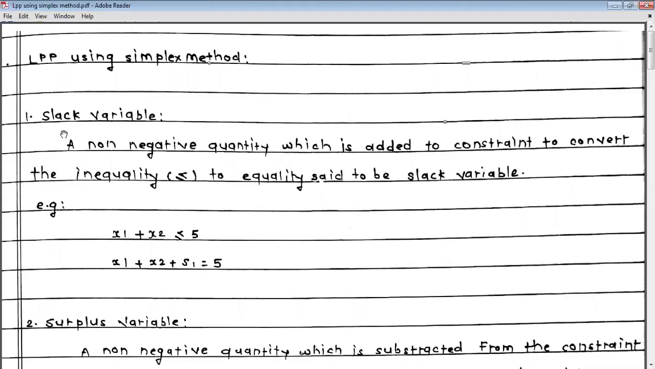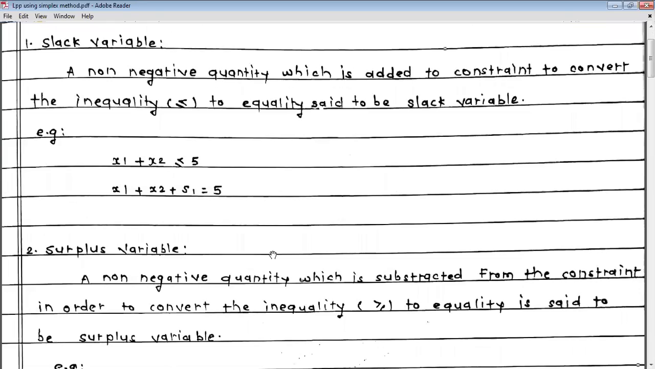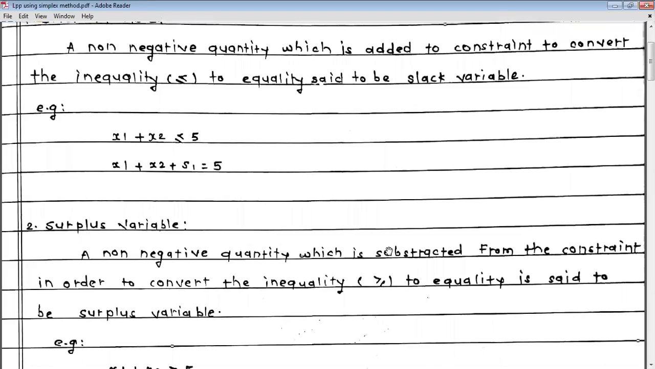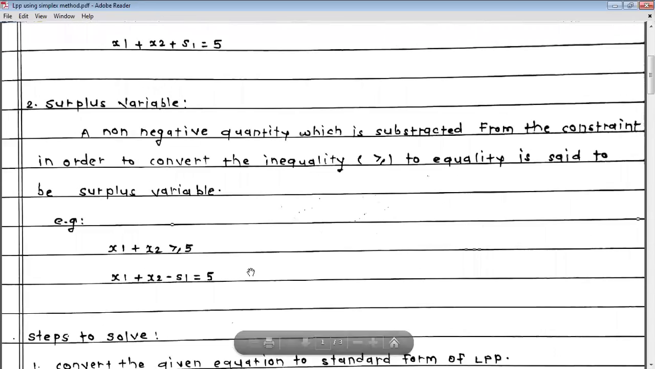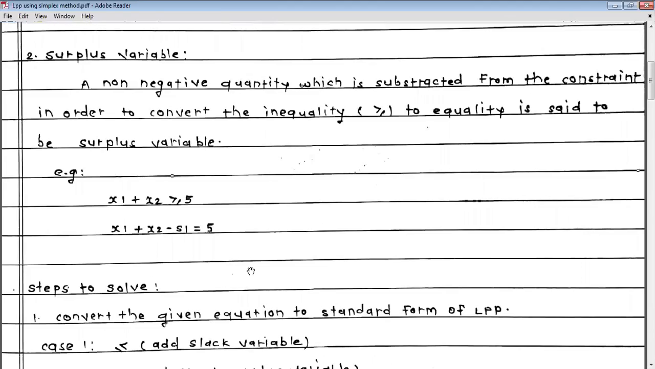There is one concept called the slack variable, which is a non-negative quantity added to a constraint to convert an inequality to an equality. That is, if you have a less than or equal to constraint, as you can see here, then a slack variable will be added. The second concept is the surplus variable, a non-negative quantity which is subtracted from a greater than or equal to constraint. So the surplus variable will be subtracted in case of the greater than or equal to constraint. Now, what are the steps to solve the simplex method? Just remember the two variables, the slack variable and the surplus variable.